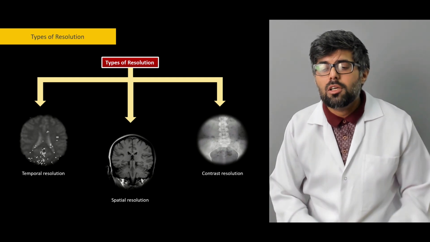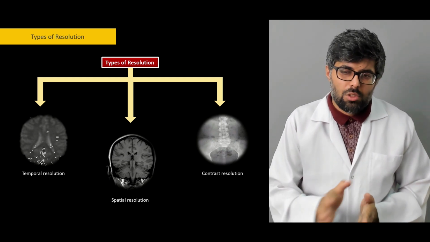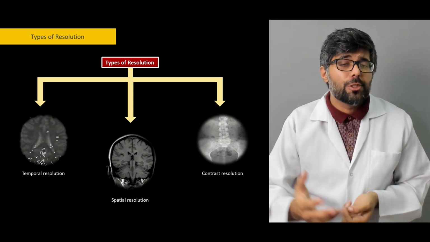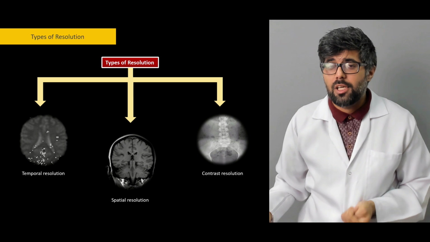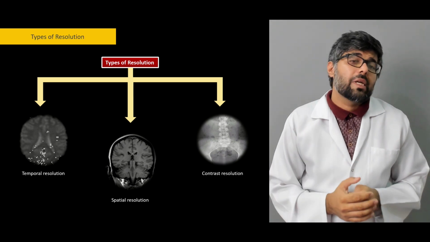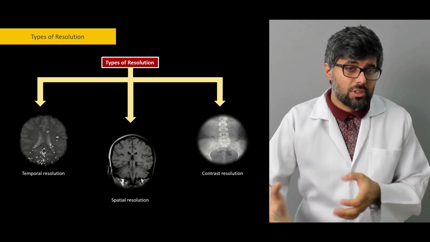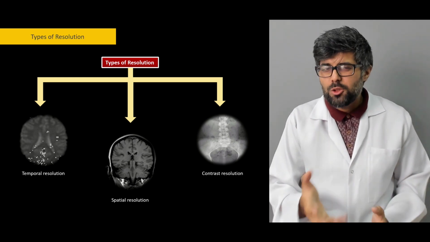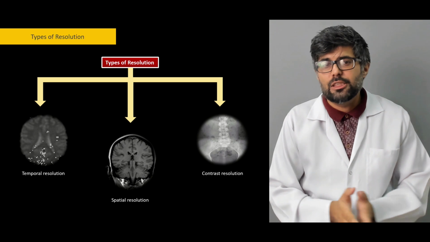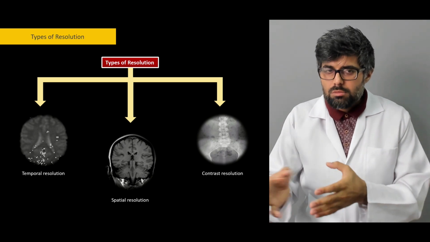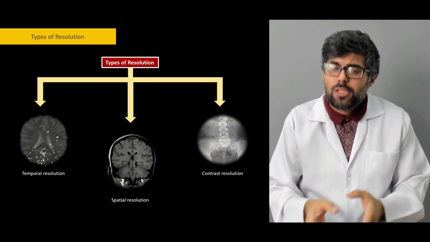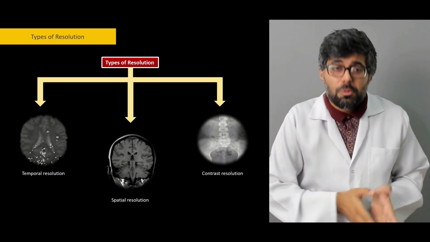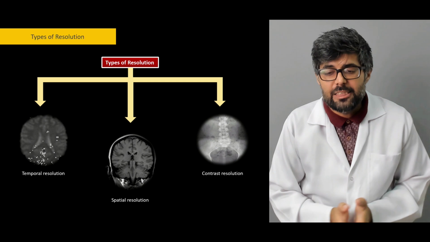Next one is the contrast resolution. Contrast resolution is used when we introduce a certain contrast media. This contrast media helps us differentiate between tissues which are not usually differentiated easily, because the contrast applies to only one type of tissue. So the distinction between the two becomes easier.